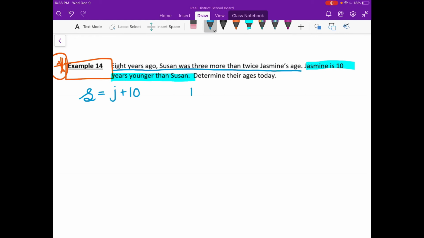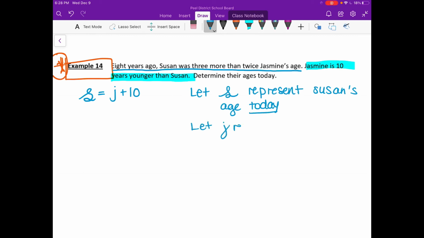So I'm going to say let S represent Susan's age today. And remember when I said that today is really important, right? And let J represent Jasmine's age today.